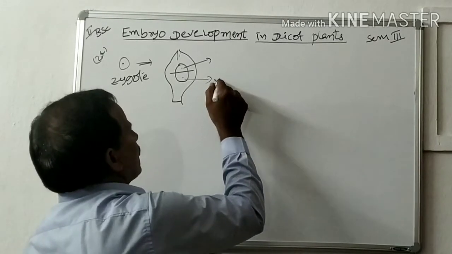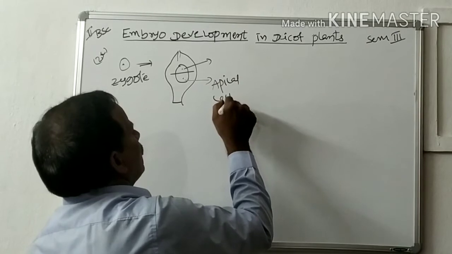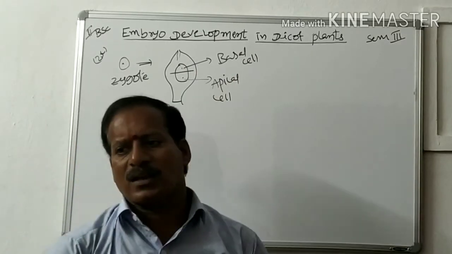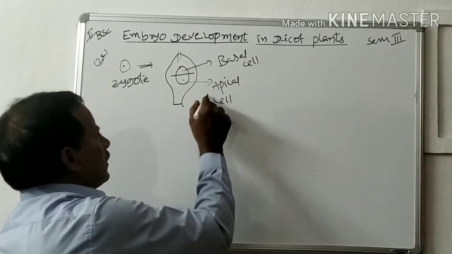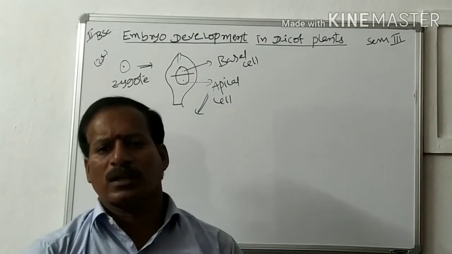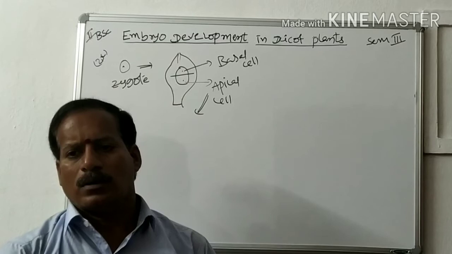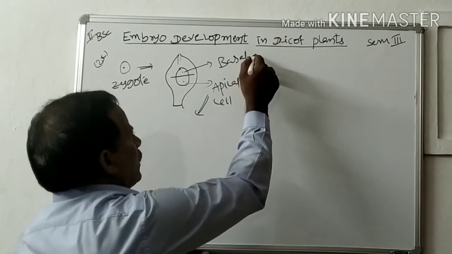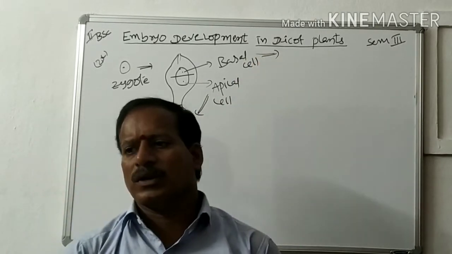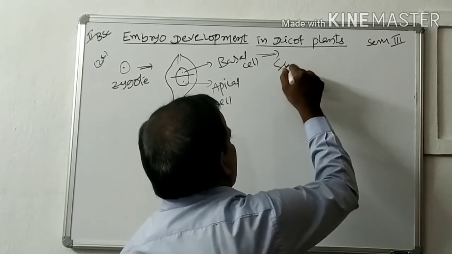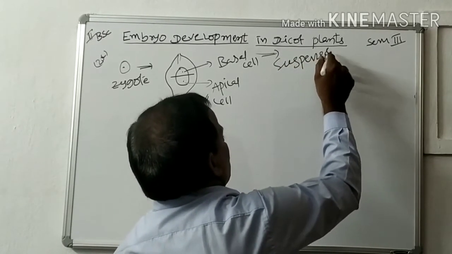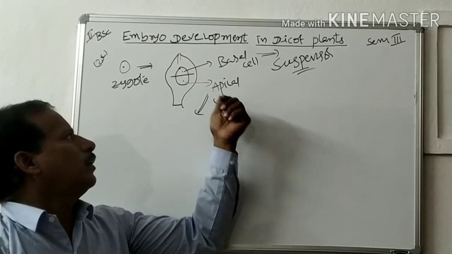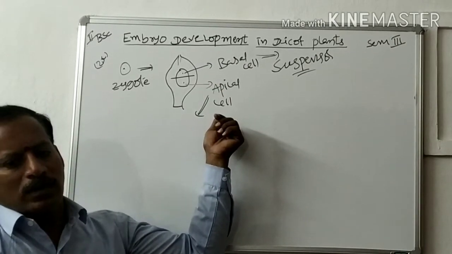So this is the apical cell, and this is the basal cell. The apical cell is very active and involved in the development of the embryo. The basal cell only forms the suspensor. All the remaining embryo is developed from the apical cell.